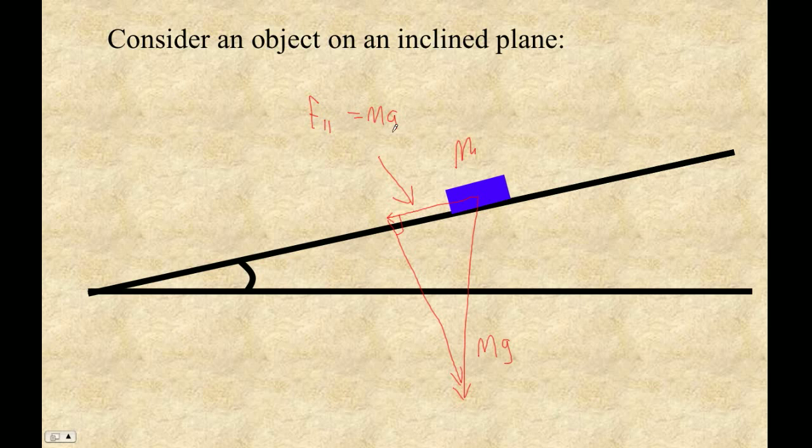It's just part of gravity, and it is mg sine theta. The reason that it's the sine of the angle is that these angles here are actually congruent. So the hypotenuse is mg, and this is the opposite side. Sine theta equals opposite over hypotenuse. So therefore, opposite is mg sine theta.